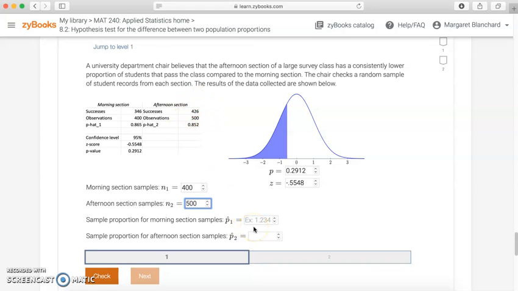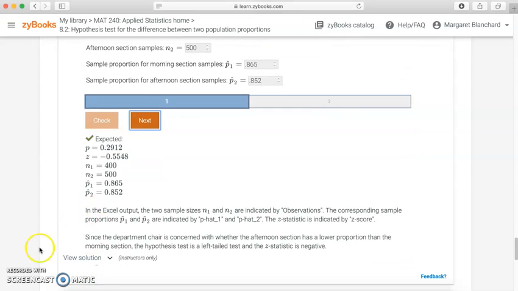Sample proportion for morning section samples, p hat 1. Our p hat 1 is going to be 0.865. P hat 2 is going to be right here at 0.852. Let's check. Nice little green check mark. Let's go to the next one.